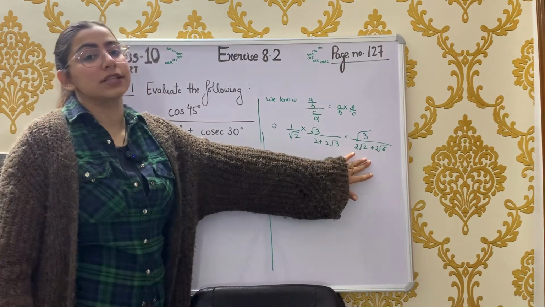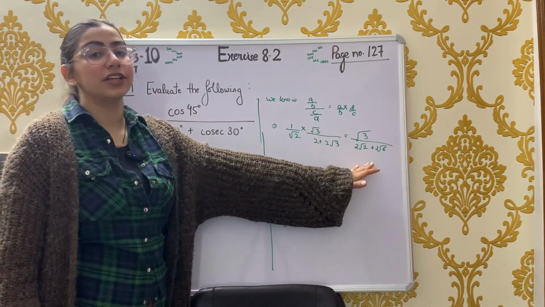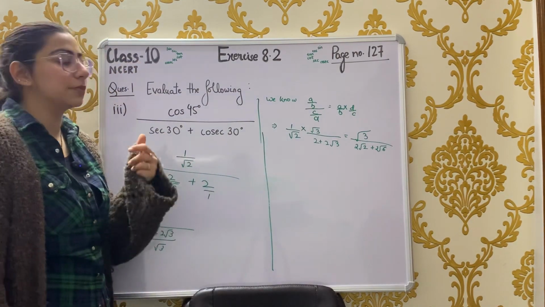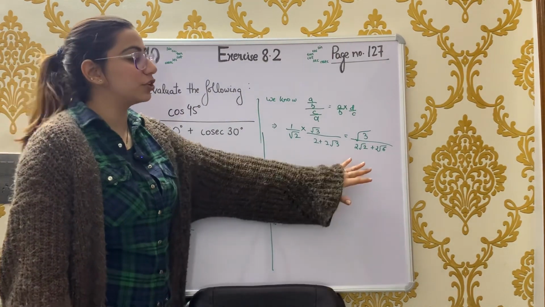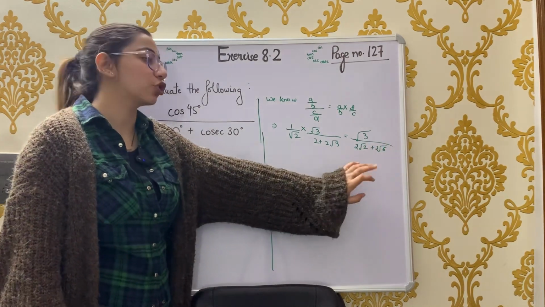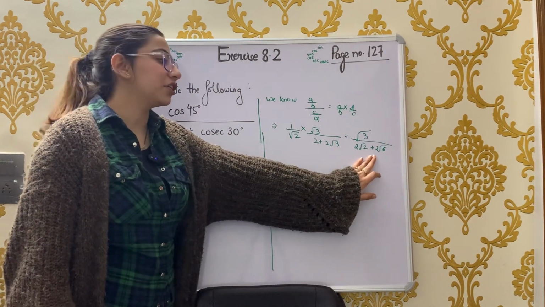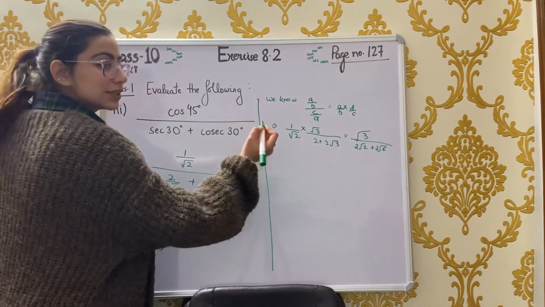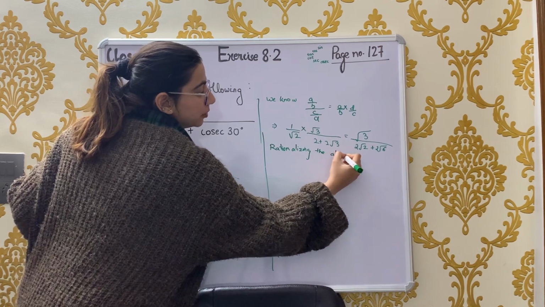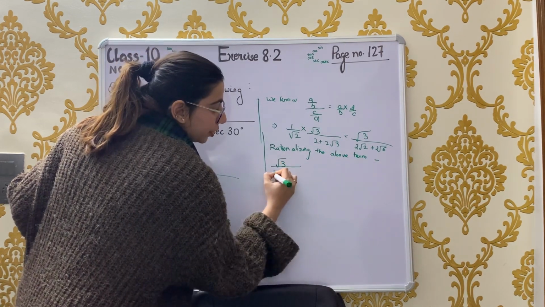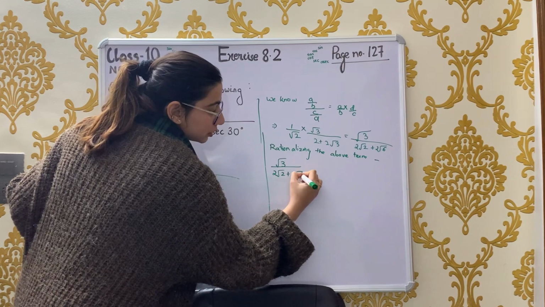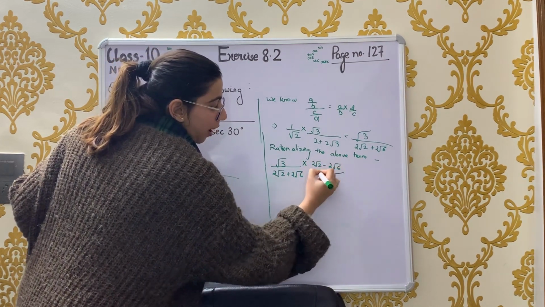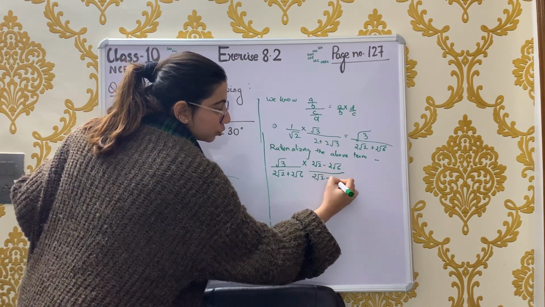But we cannot leave the answer here because we cannot leave the denominator in root terms. We would have to rationalize it. Now, what does rationalizing mean? Rationalizing simply means that you need to multiply the numerator as well as denominator with the term given in the denominator with its opposite sign, so that we can remove the roots. So let's see the above term, that is root 3 upon 2 root 2 plus 2 root 6 multiplied by 2 root 2 minus 2 root 6 upon 2 root 2 minus 2 root 6.